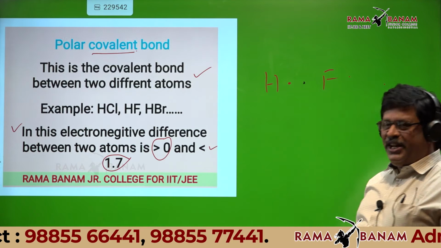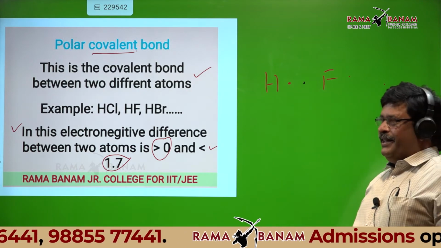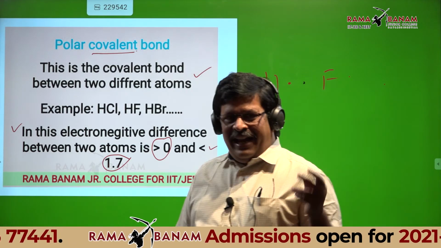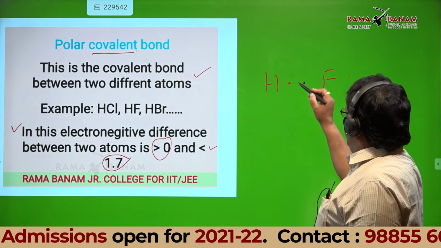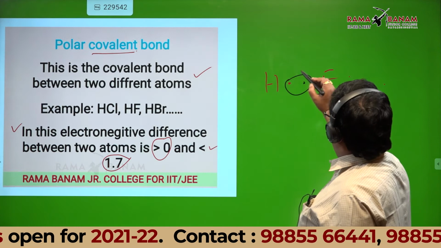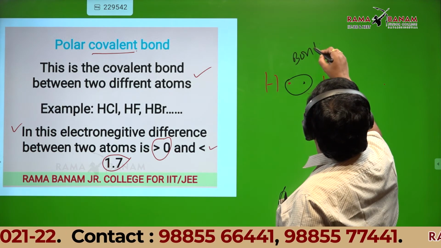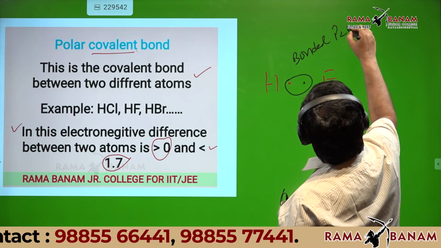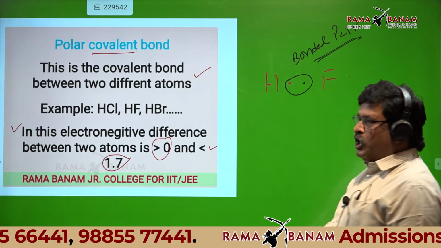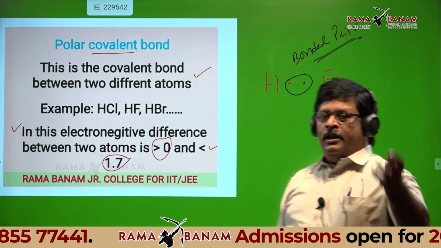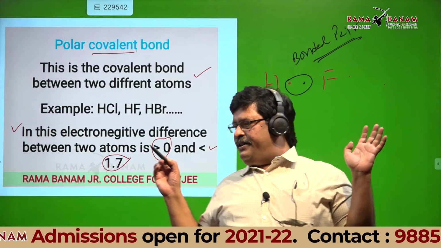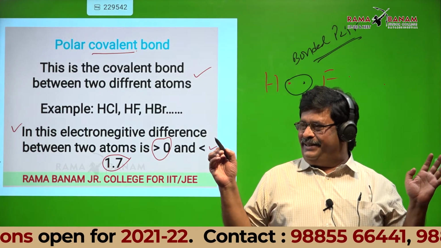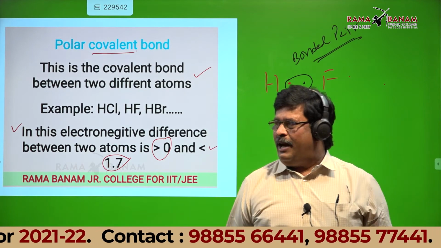That's what mutual sharing. Hydrogen contributes 1 electron and fluorine contributes 1 electron. This is what is called a bonded pair. What is meant by bonded pair? The pair of electrons which is involved in the bond formation. Okay? All of you?